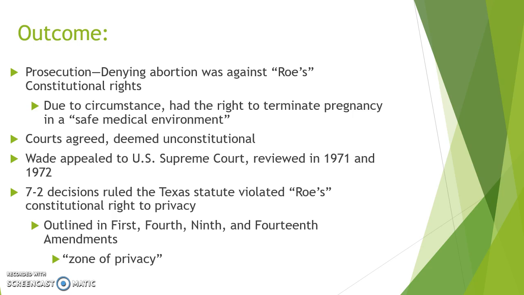So the outcome of that case, the prosecution basically said that denying Roe her abortion was against her constitutional rights, and she stated that due to her circumstances both physically and economically, that she had the right to terminate her own pregnancy in, quote-unquote, a safe medical environment. The courts did agree to this and deemed it unconstitutional. Wade did appeal this to the U.S. Supreme Court, and it was reviewed in 1971 and 1972.